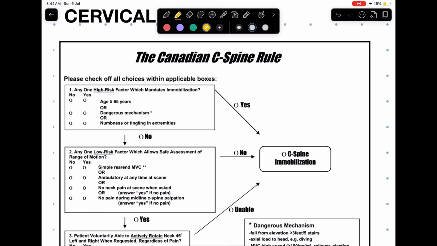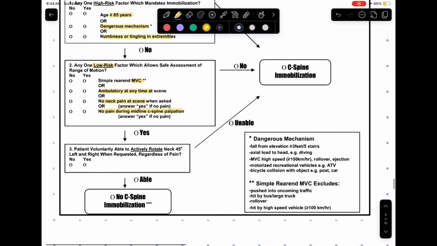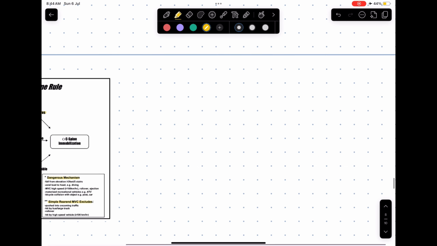Next is cervical trauma, and I'm telling you the Canadian C-spine rule and NEXUS criteria are among the high yield topics. Starting off with the Canadian C-spine rule, there are three factors you need to consider. First block is high risk patients, the second one is low risk patients, and the third one is whether the patient is able to actively rotate his neck laterally to a 45-degree angle or not. So if any of them is positive, then we have to do C-spine immobilization.